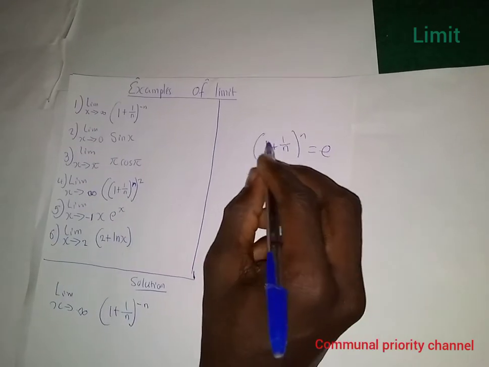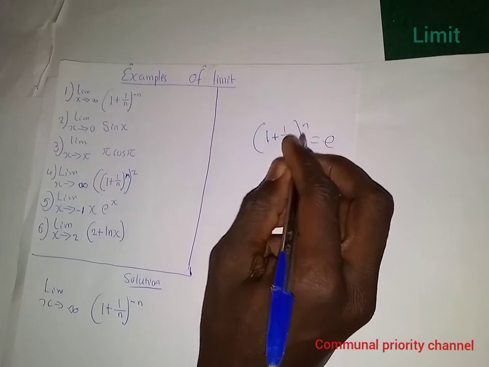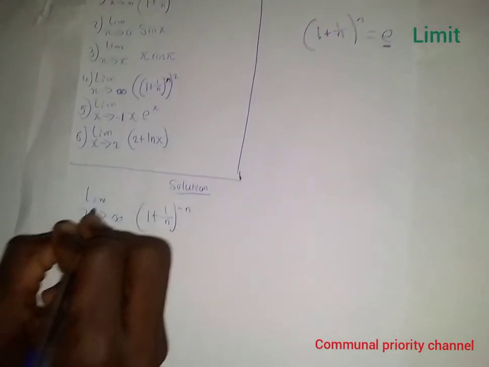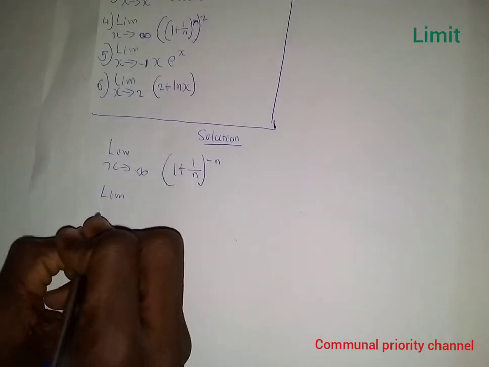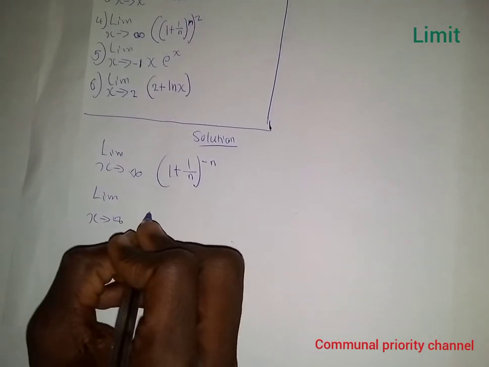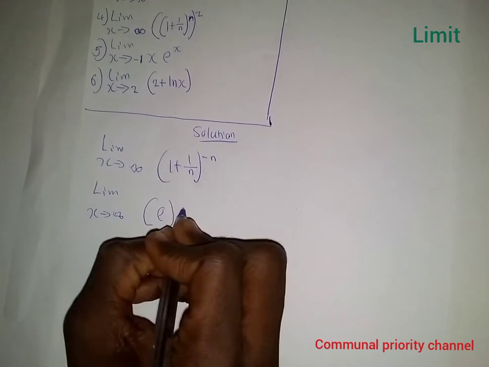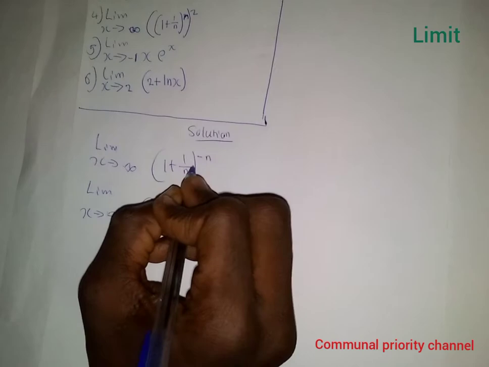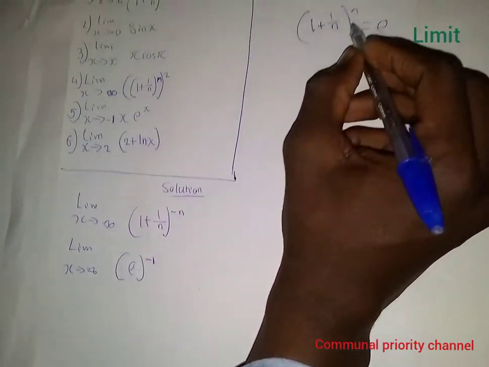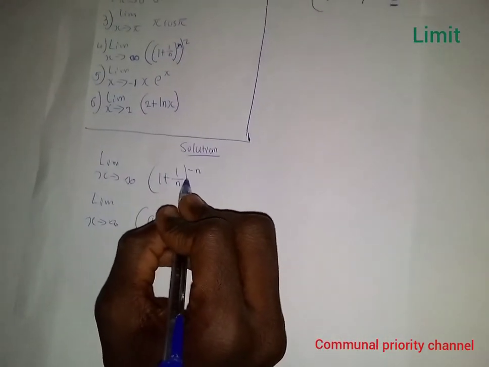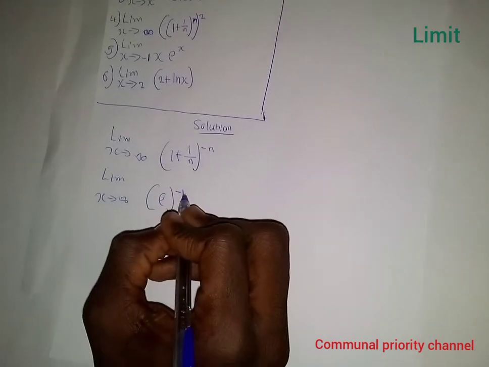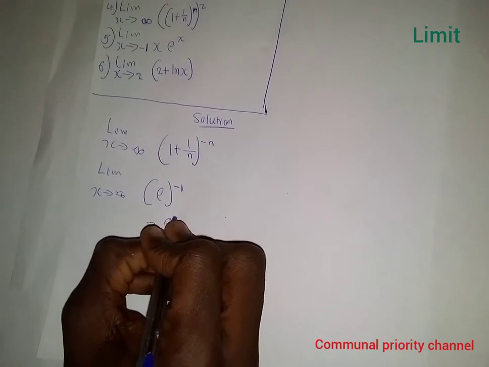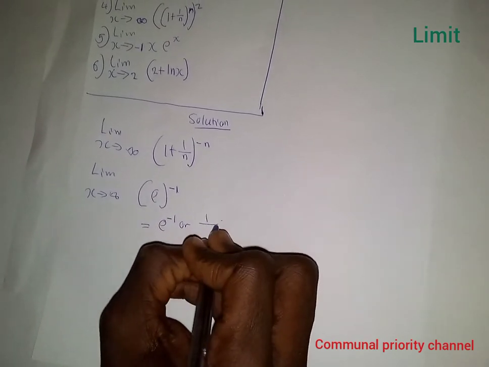So since we know 1 plus 1 all over n to the power of n is equal to e, we can easily substitute our value in this constant. Therefore, this will give us limit as x approaches infinity of open bracket e to the power of minus 1, because this n is the same as this n that we have here. We are left with only minus 1. Then the final answer will be e to the power of minus 1 or 1 all over e.